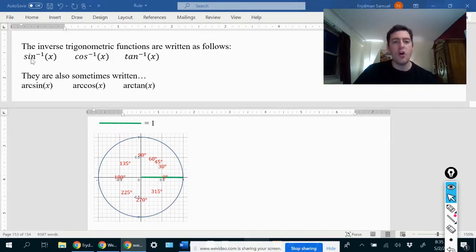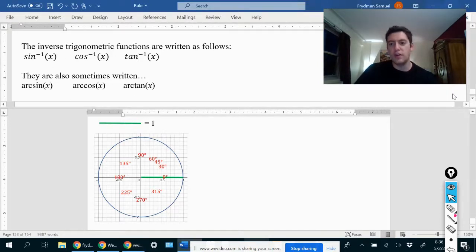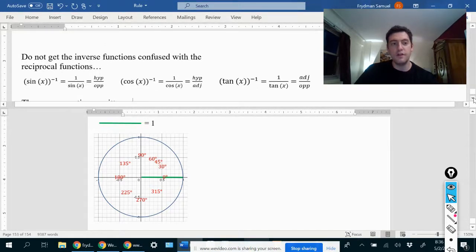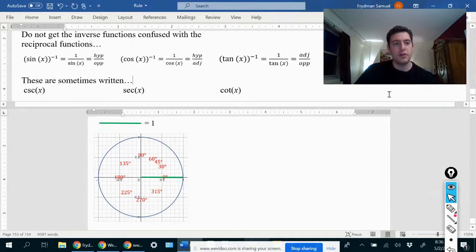Now, these are the same. So inverse sine, inverse cosine, inverse tangent are the same as arc sine, arc cosine, arc tangent. But I do not want you to get these confused with these down here, even though they look very similar with how they're written. So do not get the inverse functions confused with the reciprocal functions.